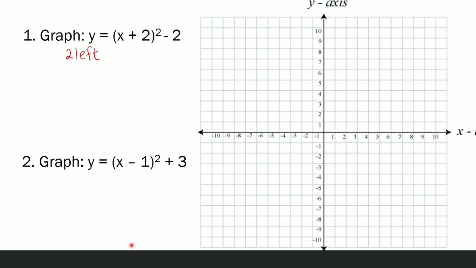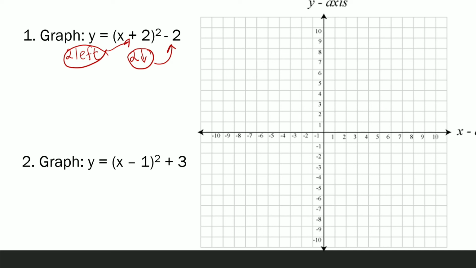And then, yung constant na nandito, nakahiwalay sa squared, that will affect the vertical shift. Pagka negative, it means upward or downward? Downward. So, yung negative 2 dyan outside, that means 2 downward. Okay? 2 down. Ito namang 2 left. Yan naman yung ibig sabihin nun.